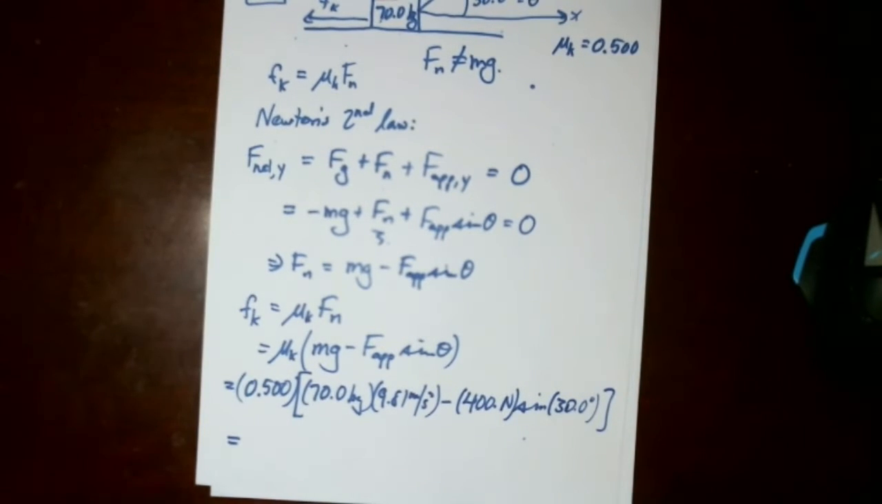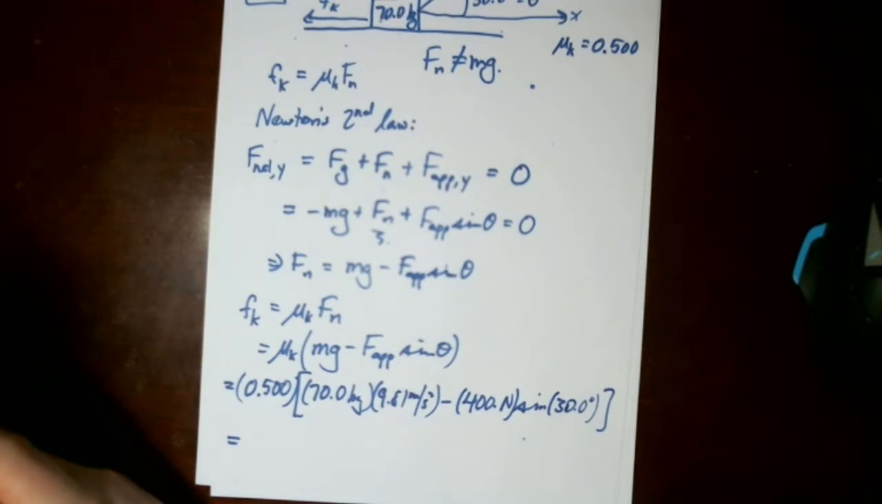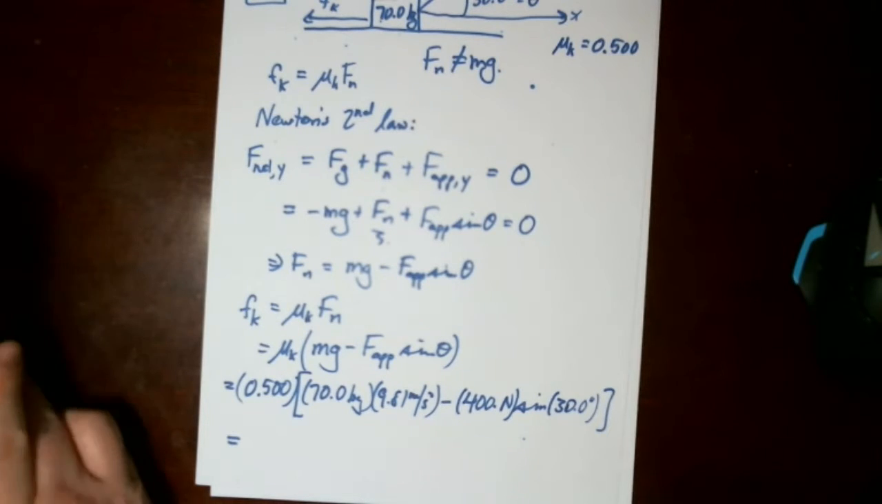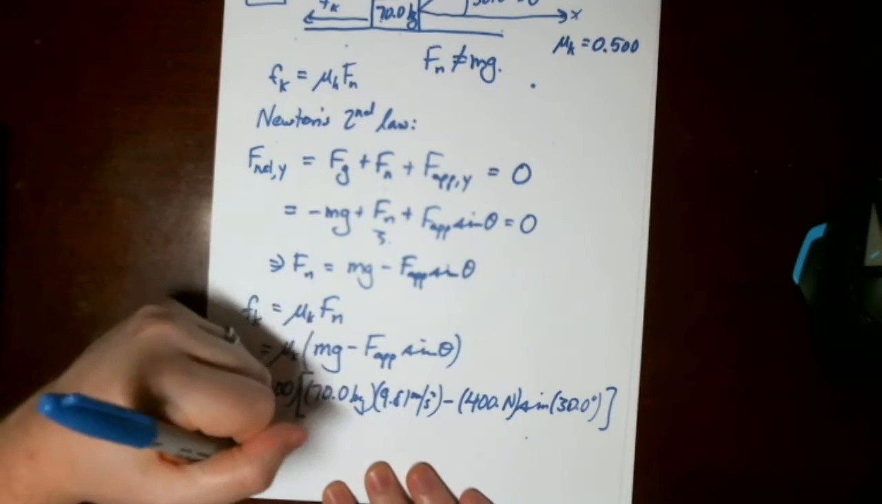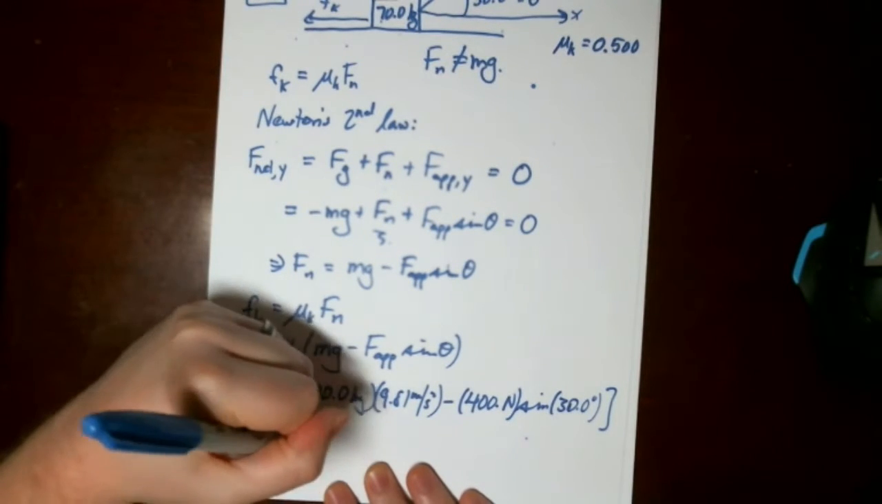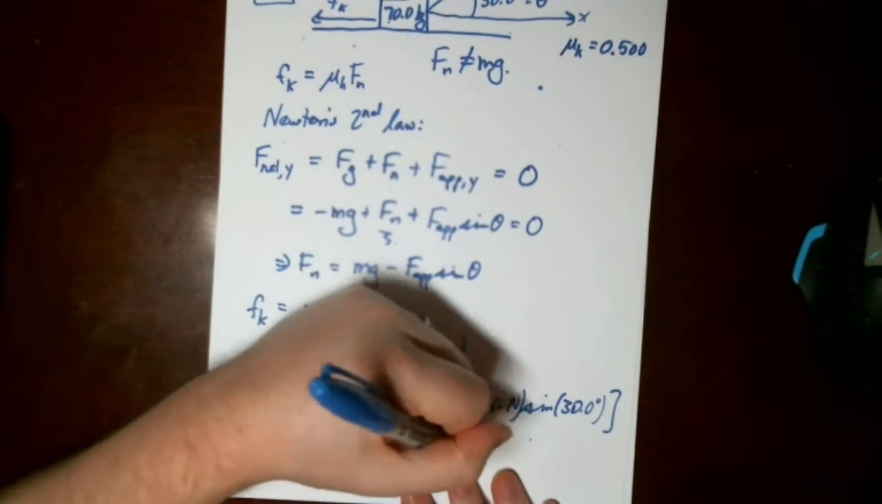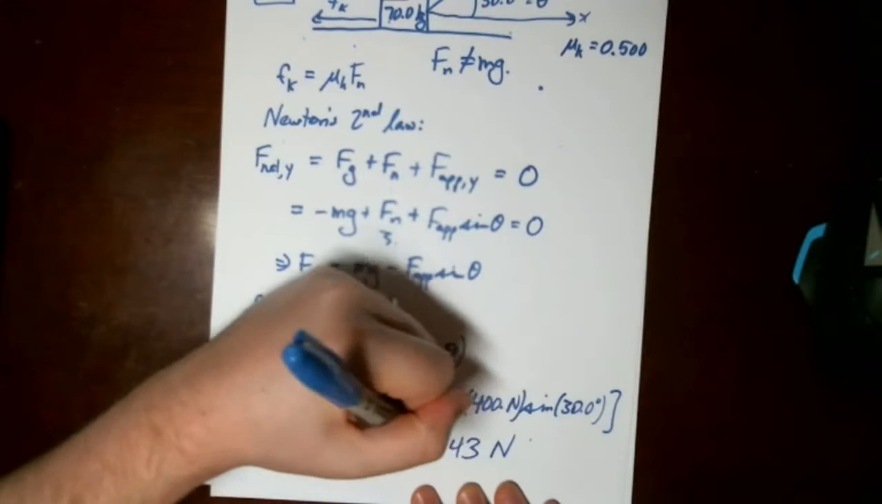So when we do that product and subtraction out fully, oops, typo on my calculator. Another typo on my calculator, sorry. We ultimately get a friction force of 243.35 newtons, and since we only have 3 sig figs, we'll truncate that to 243 newtons.